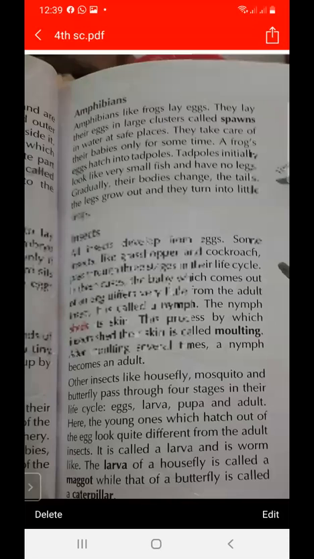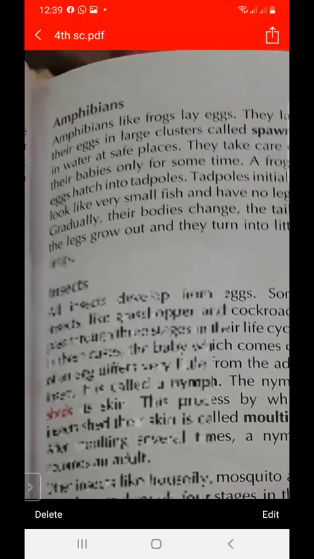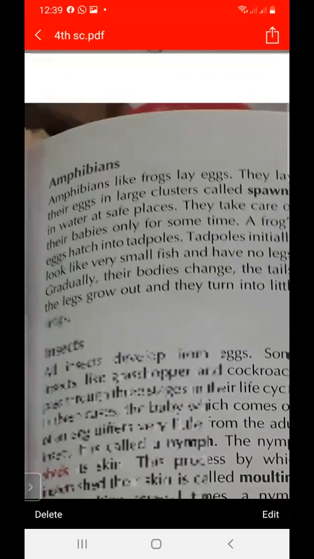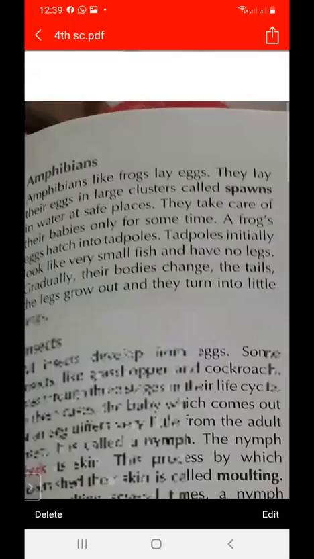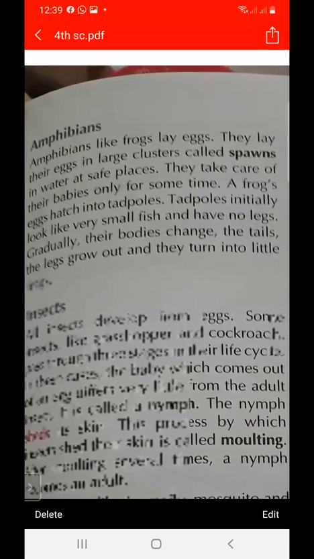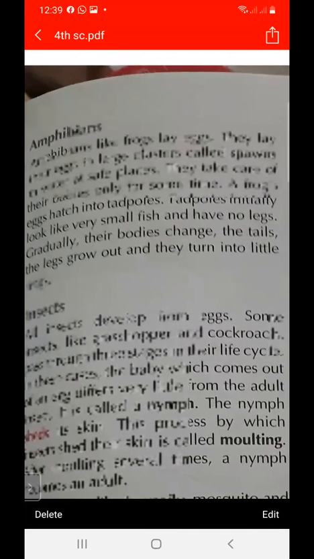Amphibians are the animals that live both on land as well as in water. So what is an example of an amphibian? Frog. Frog is an example of an amphibian.